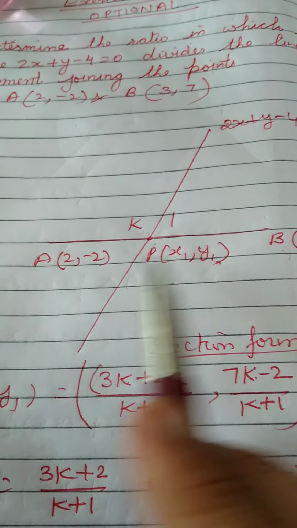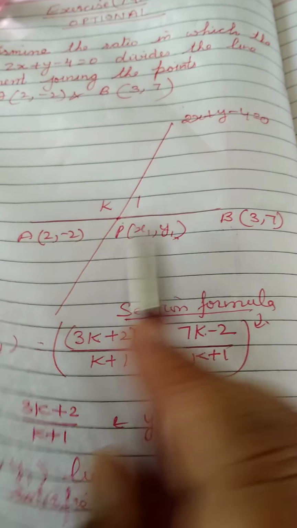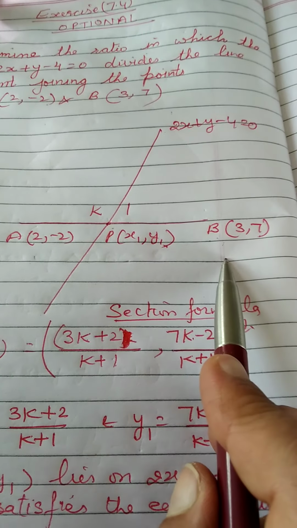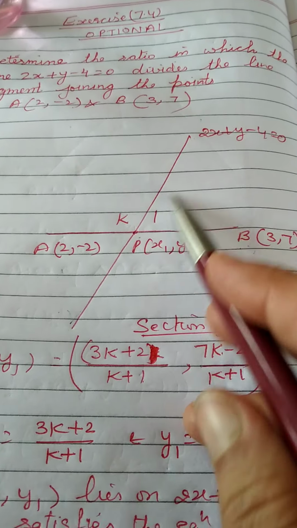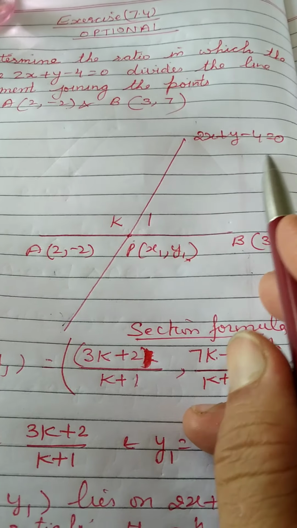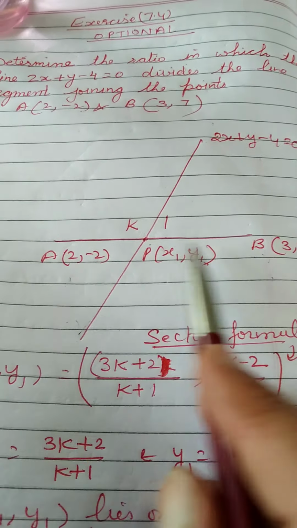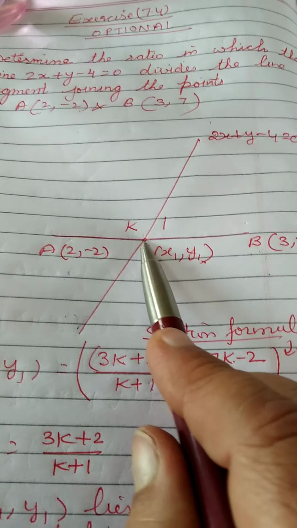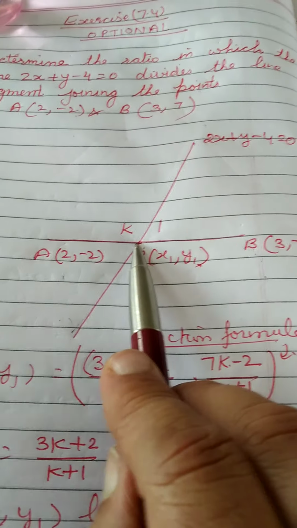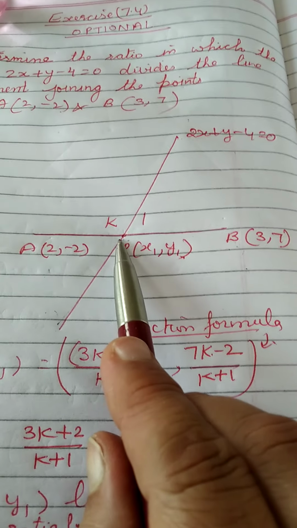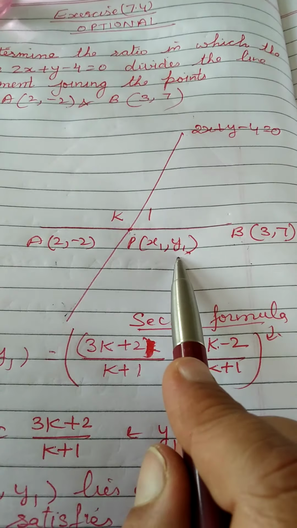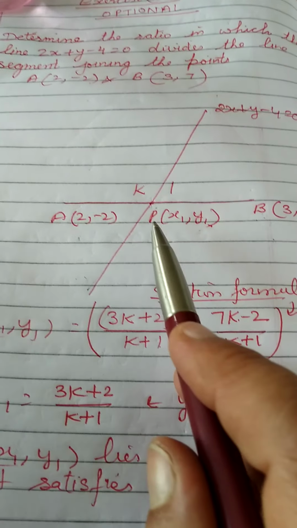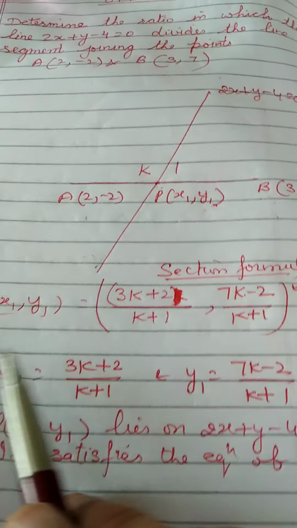See, this line AB is given. The coordinates of A are (2, -2) and the coordinates of B are (3, 7). Then this line 2x plus y minus 4 is equal to 0 is dividing this line in the ratio k : 1. P is the point of intersection of both of the lines. The coordinates of P are (x1, y1). Now we will apply the section formula to find the coordinates of P.